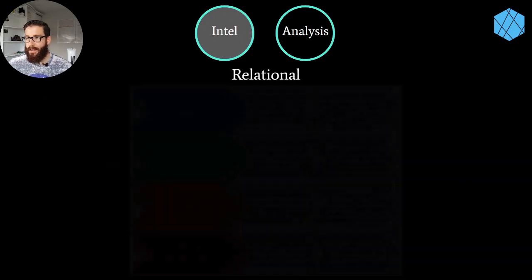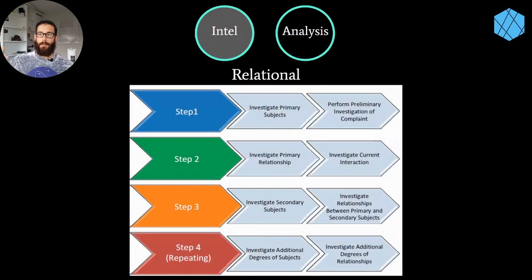So relational, what is it? He breaks it down in four steps, but these steps can continue indefinitely until you solve the issue. The first step, we'll look at the middle column here, is to figure out who your primary subjects are. These primary subjects are going to be the devices, the devices that are talking to each other in this attack or security event. You basically map all those out.